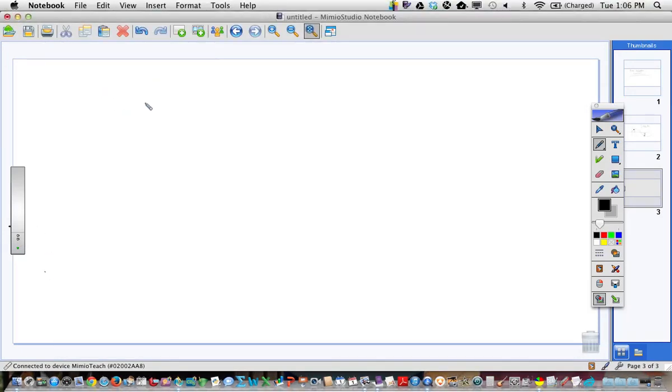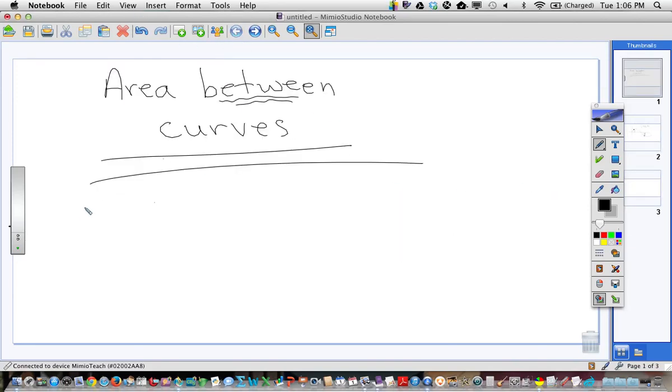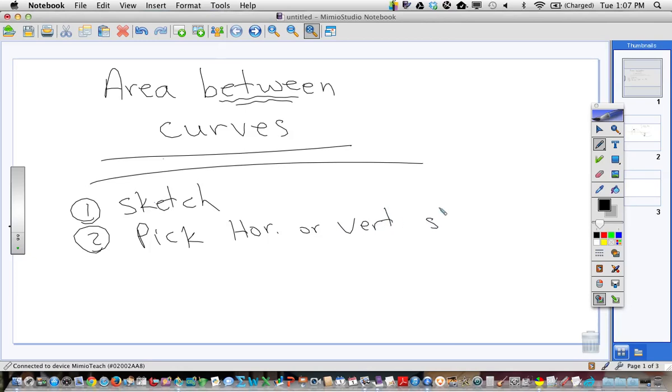All right, so if we come back to here, what did we say? We said draw a sketch. We said pick horizontal or vertical strips. Now remember, horizontal are going to be dy. You're going to be in terms of y. Vertical is what we're used to. That's going to be dx. With vertical strips, your equations are going to be y equals. With horizontal strips, your equations are going to need to be x equals.